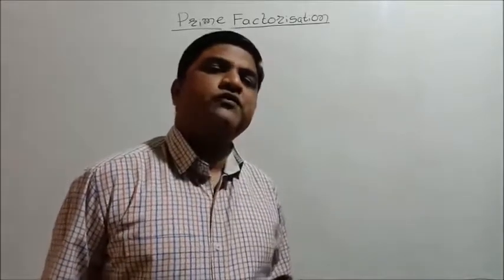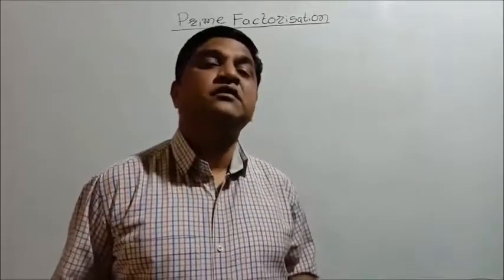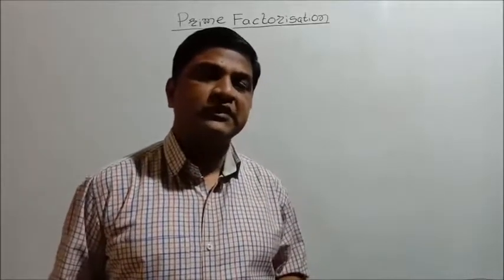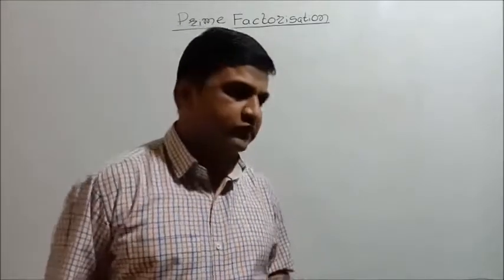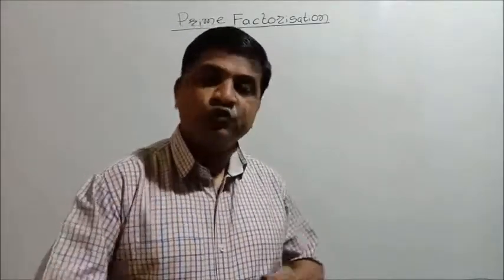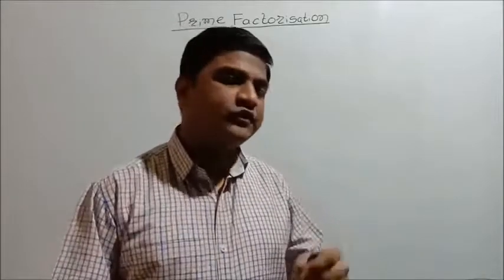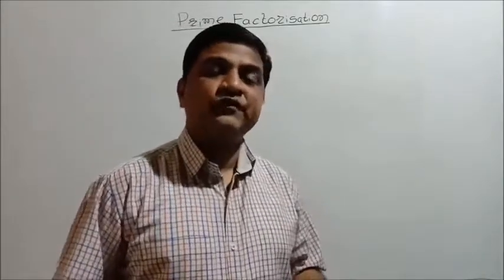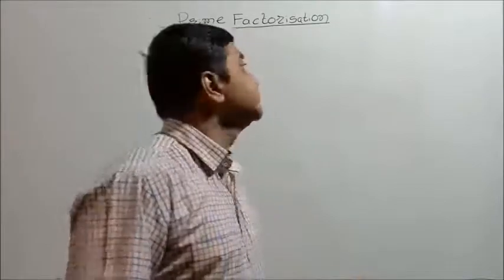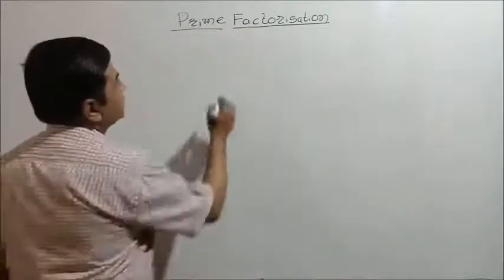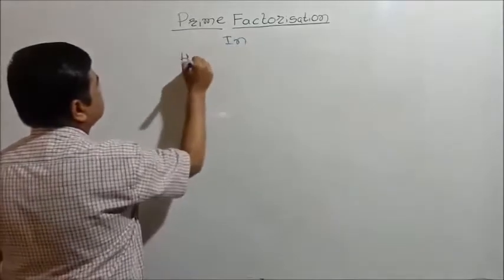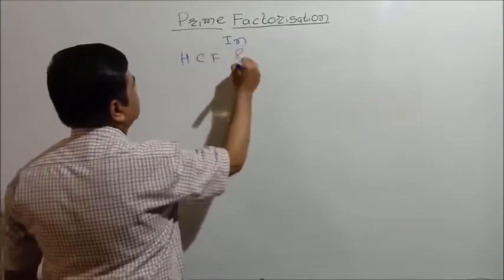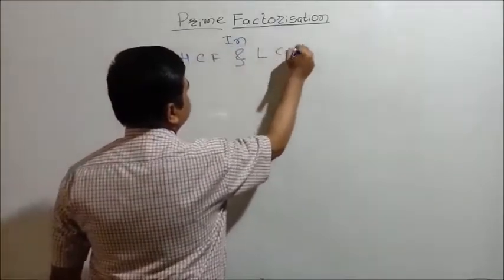Hello friends, in the last session we found out how to find the prime factorization of a number easily with the help of a factor tree method and a common division method. Now we are going to use the idea of this prime factorization for finding out HCF and LCM, the highest common factor and lowest common multiple.